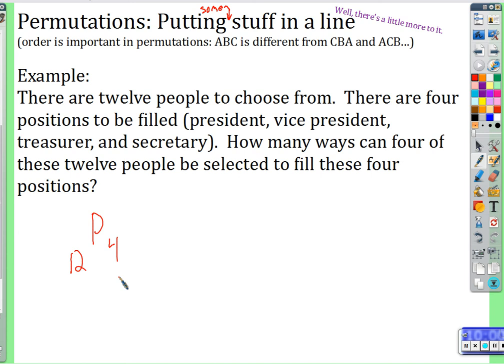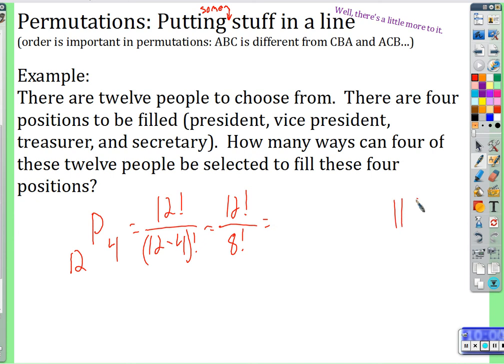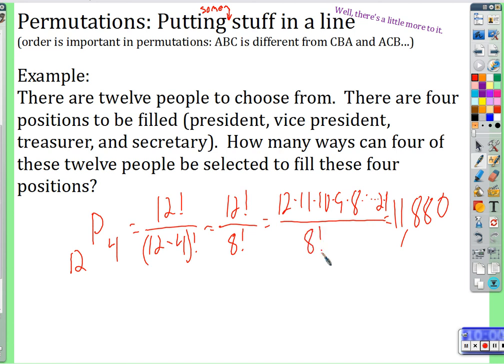Okay? And we're taking 4 out of there, so we get 12 factorial over 12 minus 4 factorial. That's 12 factorial over 8 factorial. 11,880 will be the end result. And what that means is 12 times 11 times 10 times 9 times 8 times 3, 2, 1 over 8 factorial. All of this is a factorial, it's going to cancel out 8 factorial. We're left with that.